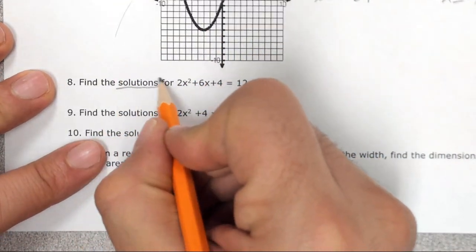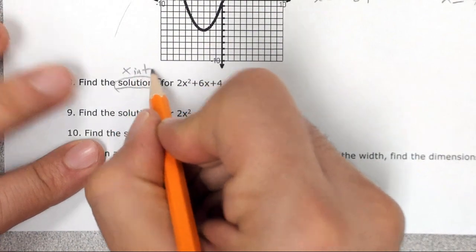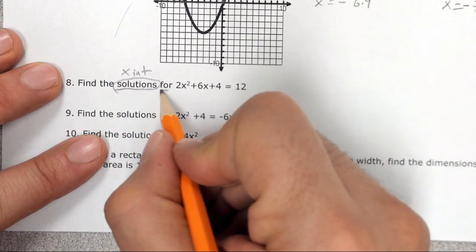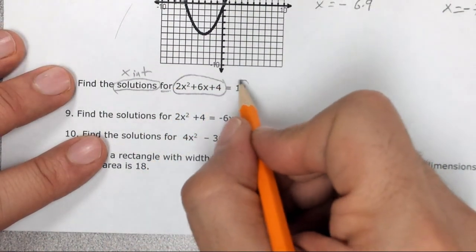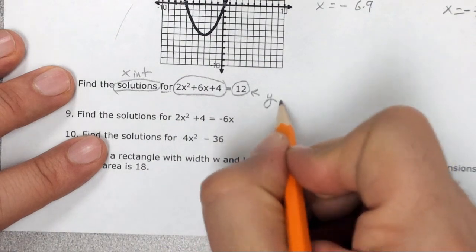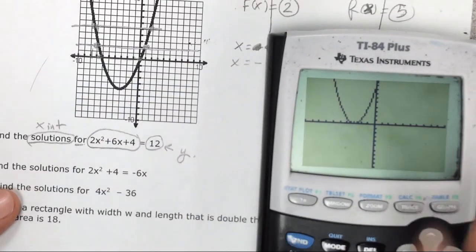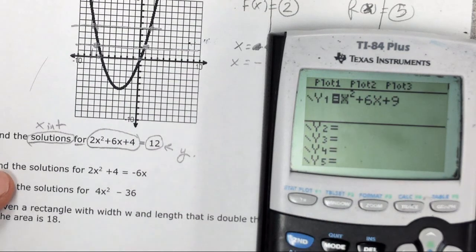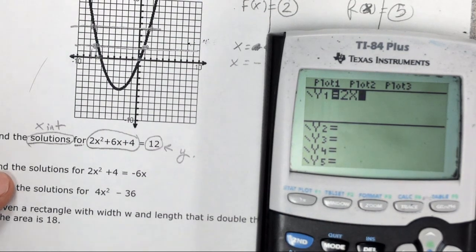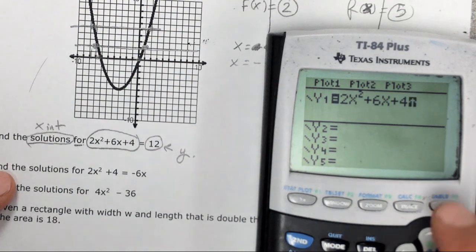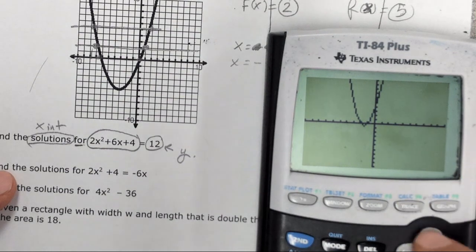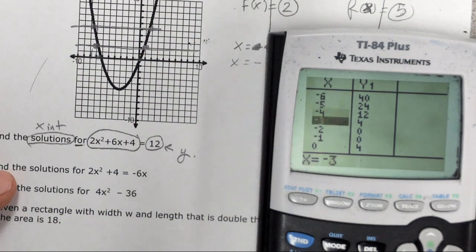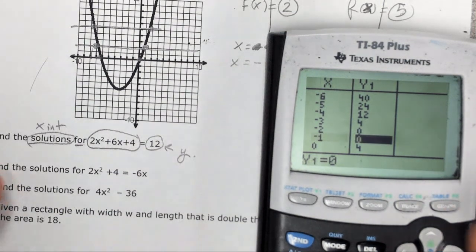Find the solutions. So again, now we're looking for x-intercepts. But now, they give us a very specific one. Which one? This one. So I plug this into the calculator, and I'll look for this in the y. So I turn it on, go to y equals, we'll put 2x squared plus 6x plus 4. And once we do that, we'll go to the table. By the way, we'll look here, see how many solutions there are. 1, 2. Then we'll go to the table, try to locate both of them. Here they are. Negative 2 and negative 1.